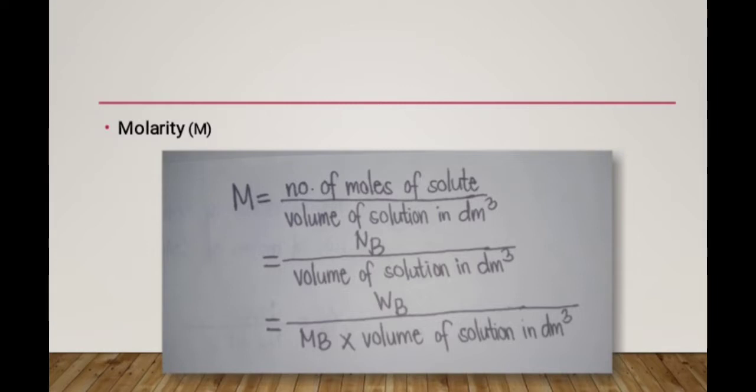The formula for molarity is M equals number of moles of solute divided by volume of solution in dm cubed, equals number of moles of solute divided by volume of solution in dm cubed, equals weight of solute divided by molecular weight of solute times volume of solution in dm cubed.